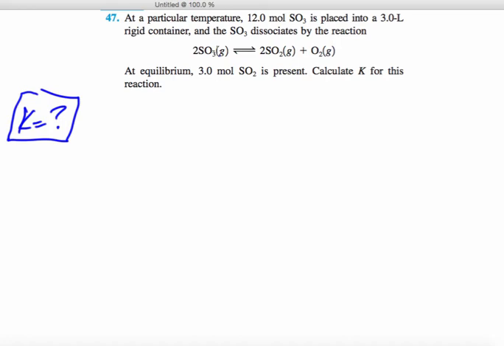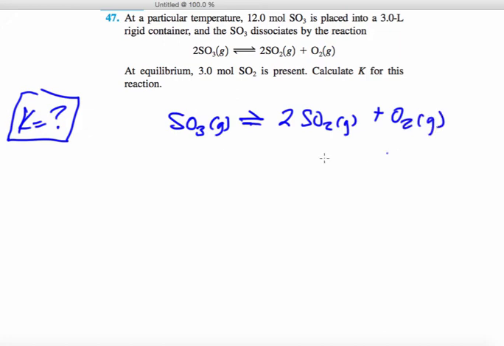Now with the reaction here, I've got the sulfur trioxide, and that's a gas, and that's going to produce sulfur dioxide gas and oxygen gas. Now what they're telling me here is they're giving me a particular temperature, that's fine, it's not that important right now, and that I start with 12 moles of the sulfur trioxide. So that is the initial amount. That's how much I'm starting with, and it's put into a 3-liter container.